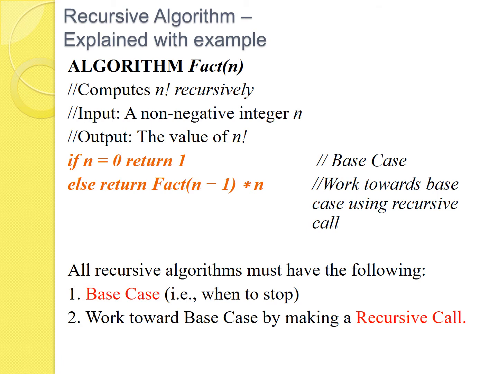As you notice, this algorithm contains two cases. The first one when n equals 0, the other one when n is greater than 0. When n equals 0, the algorithm stops the recursion, and it is called the base case. When n is greater than 0, the algorithm calls itself with the reduced value of n, and this is called the recursive call. Subsequent recursive calls work towards the base case.